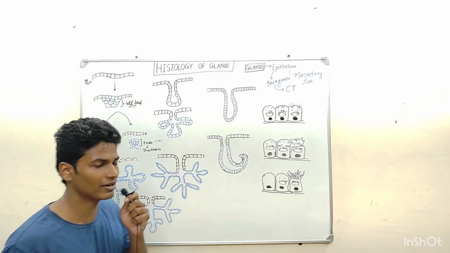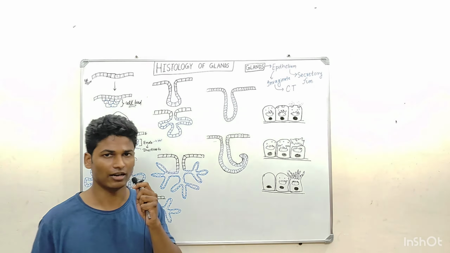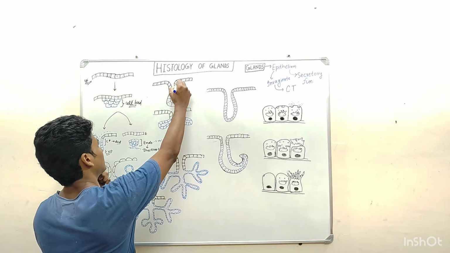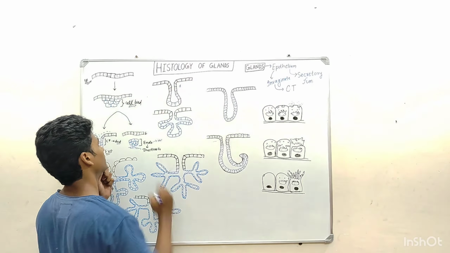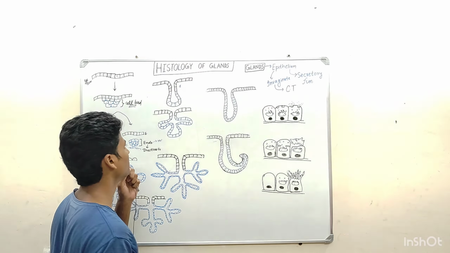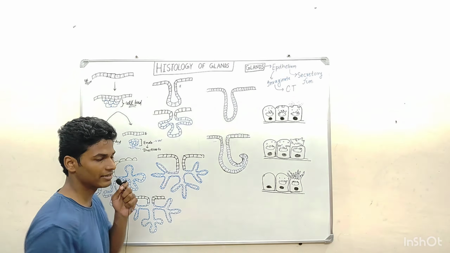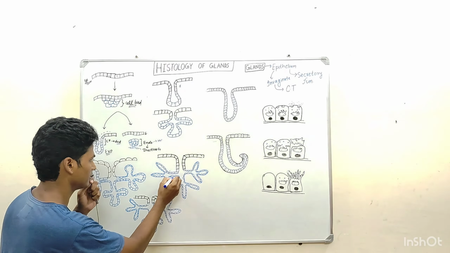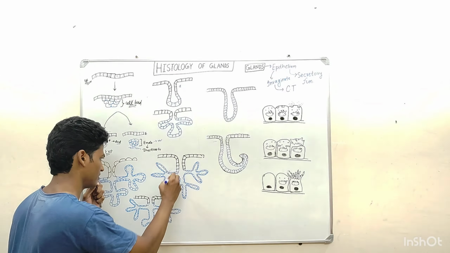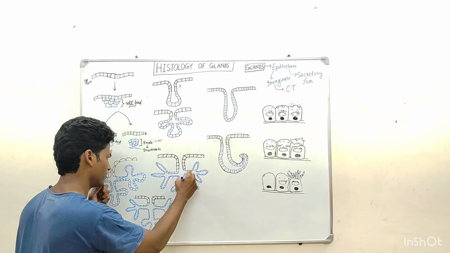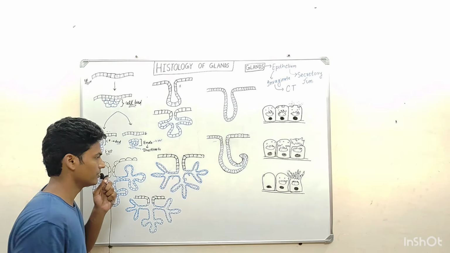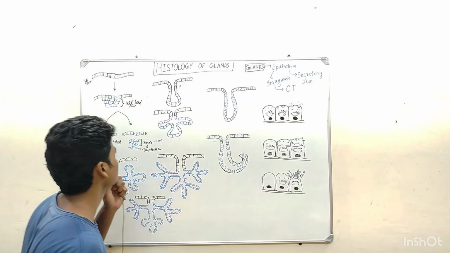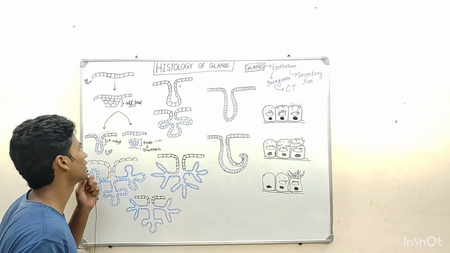And depending upon the number of ducts, glands are also divided. If the gland has only one duct, like in this one, then it is called a simple gland. And if the gland has more than one duct, like in this one, this gland has 3 ducts. This is 1, 2, and this one is 3. So it is called a compound gland. So let's talk about the simple gland.